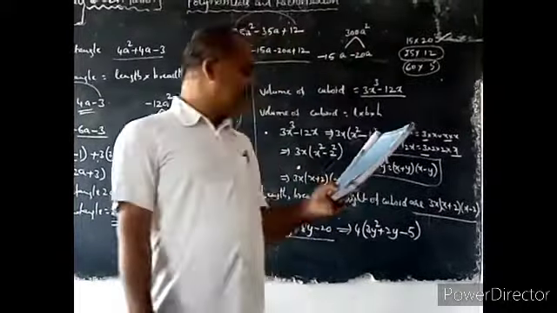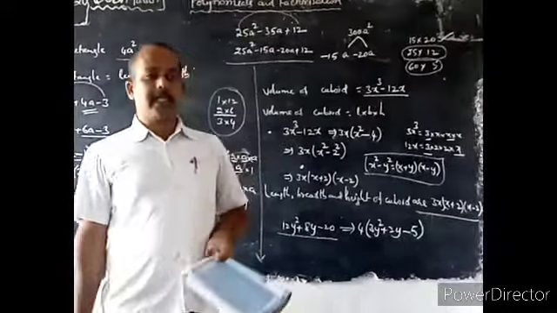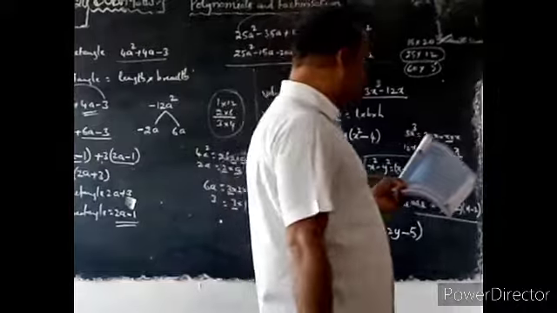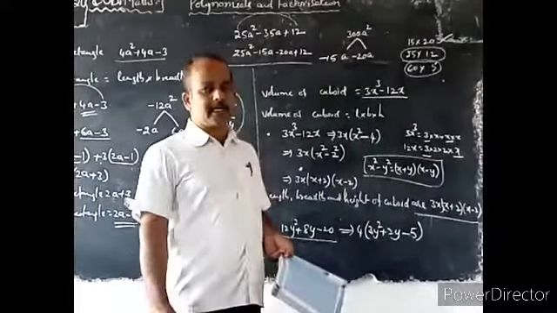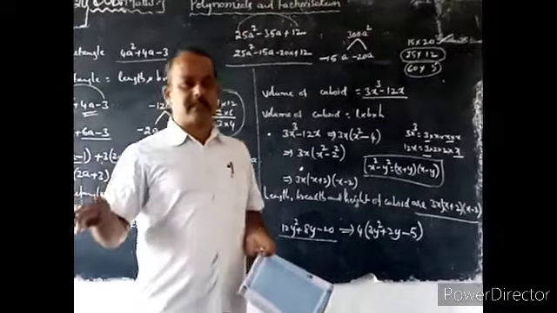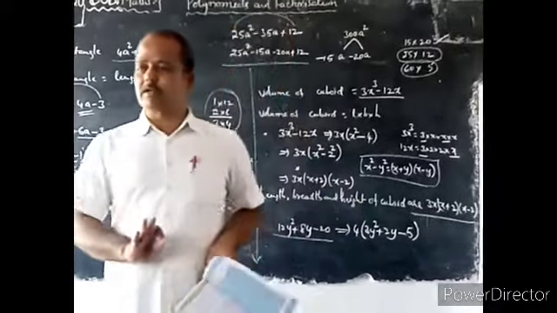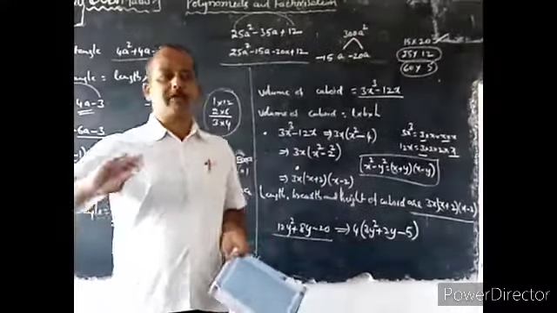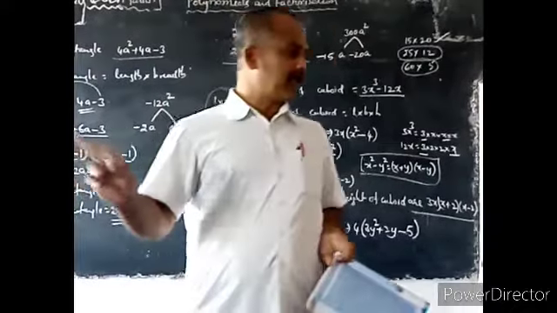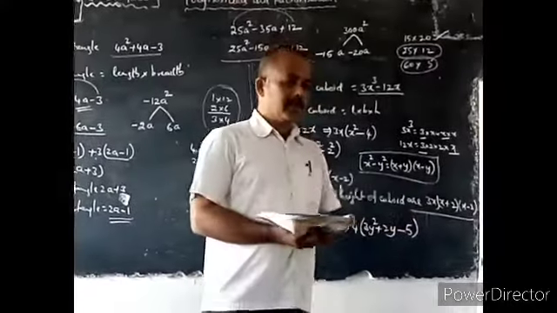If 2 of a square plus b square is equal to a plus b whole square, then show that a is equal to b. First take the first one. 2 of a square plus b square is equal to a plus b whole square. Take it and expand it. 2a square plus 2b square is equal to a plus b whole square expansion: a square plus 2ab plus b square. And proceed. We are getting a is equal to b.